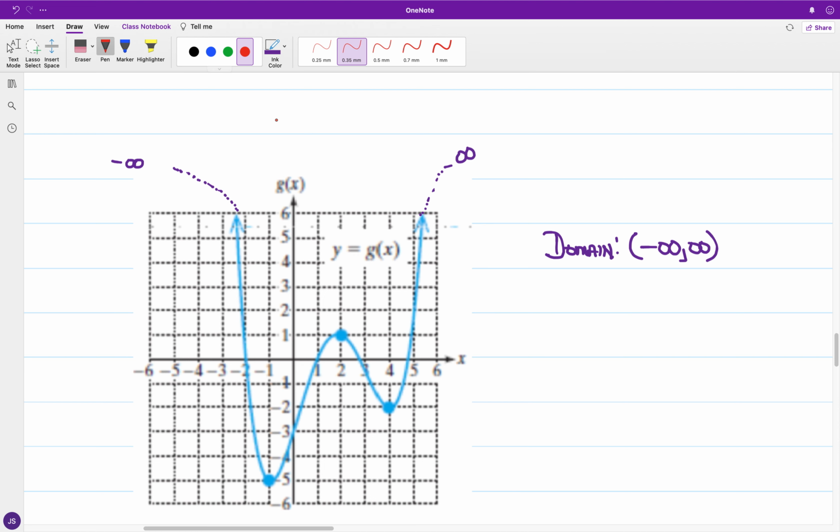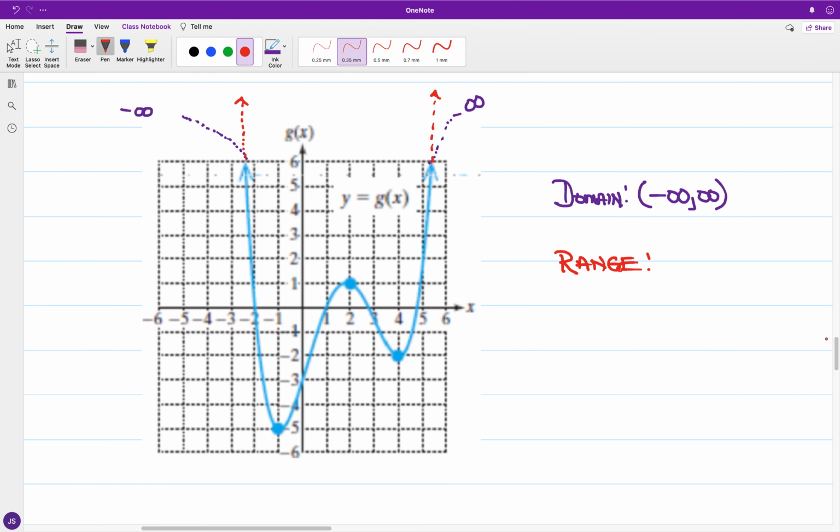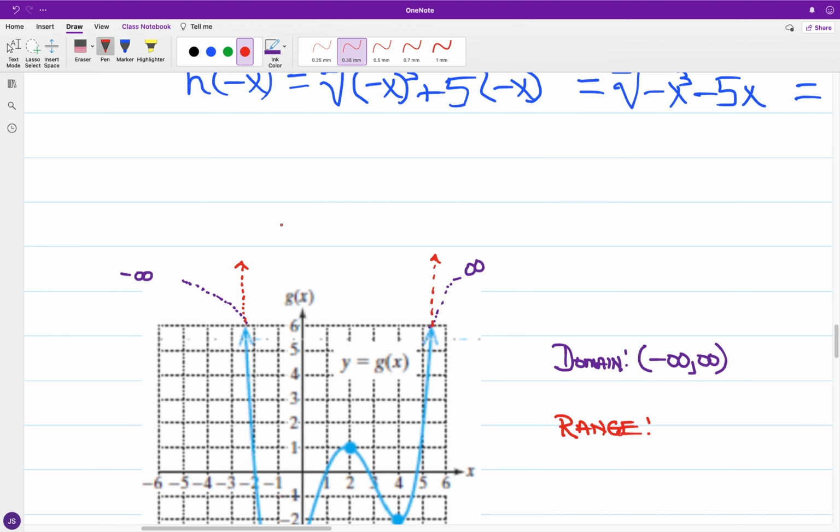Now, in the case of the range, we're not going to have the set of all real numbers. For the range, you're looking at just the values in y. I'm going to use the red to indicate the vertical situation. At the ends here, you have y approaching infinity.